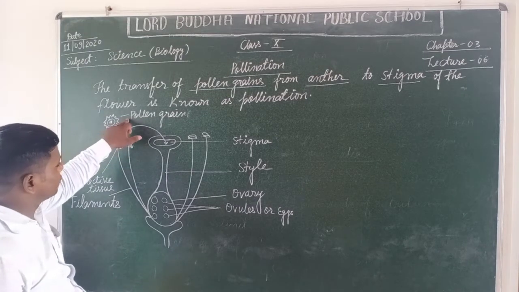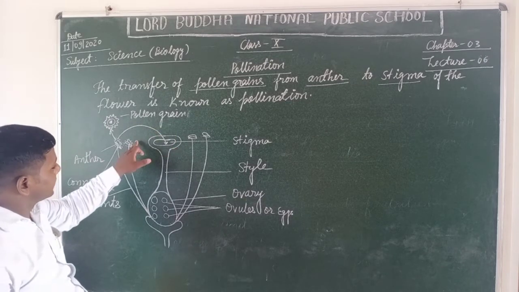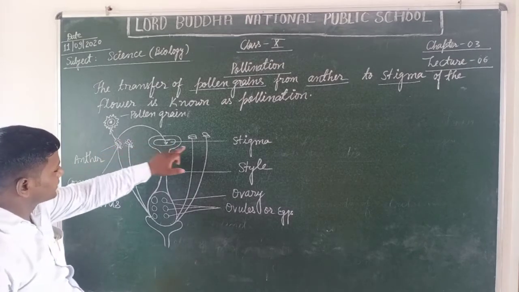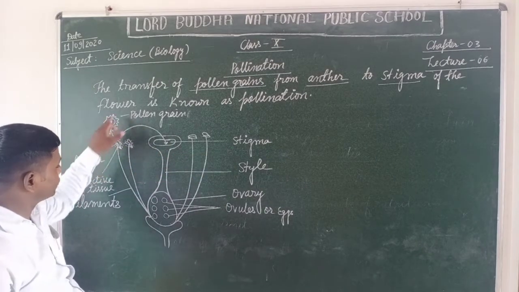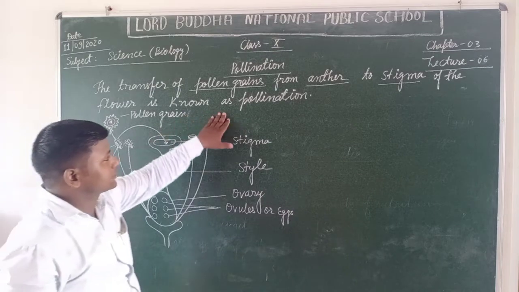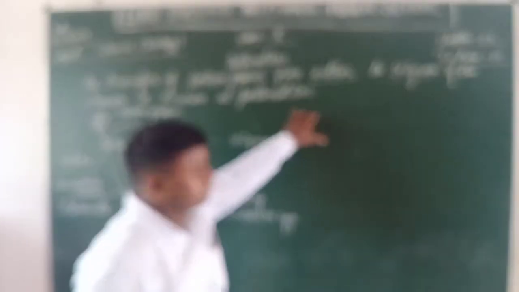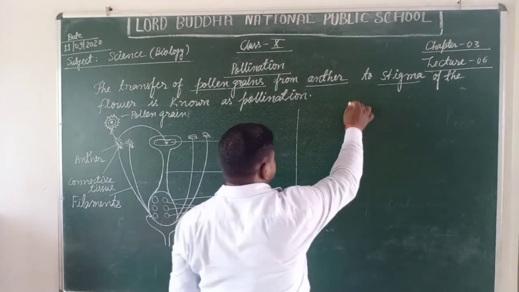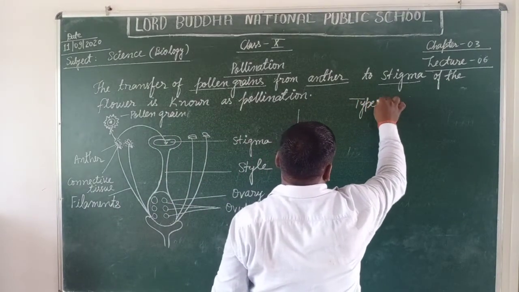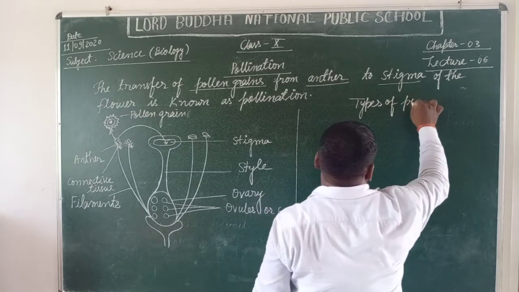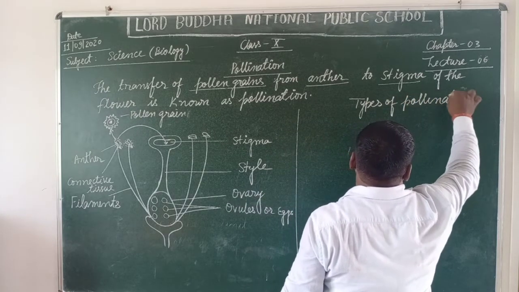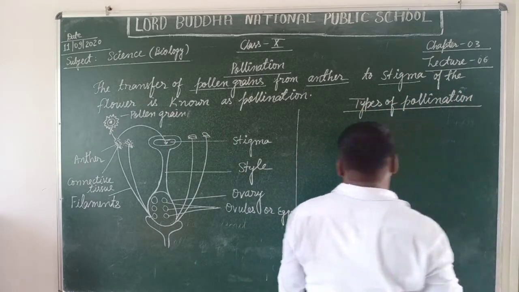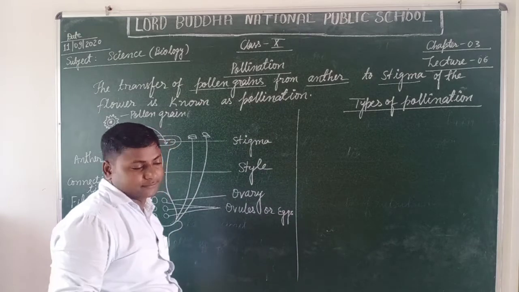When these microspores or pollen grains are transferred from the anther to the stigma of the flower, this is called pollination. Okay, students, now we are going to discuss the types of pollination. There are two types of pollination.